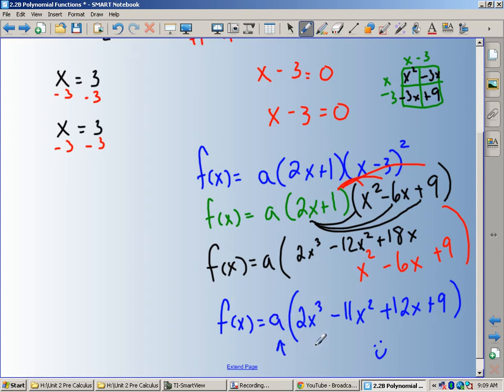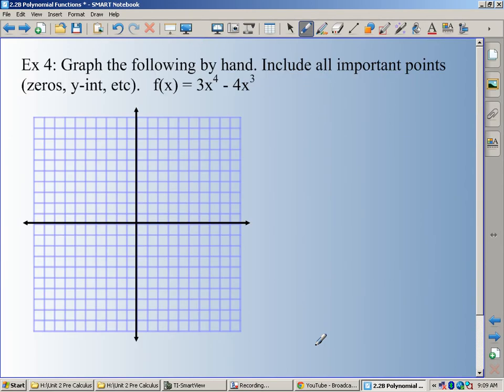We don't know. So moving along, the final example of today, we are going to graph this function by hand, and we're going to include as many important points as we can get. So first thing I'm going to do is, I know that this could have 4 zeros. Relative max and min could be 3 of them.